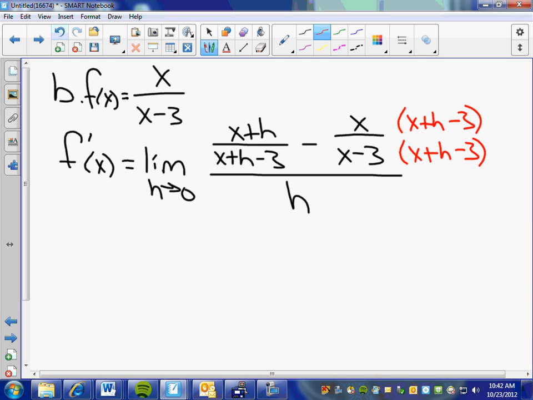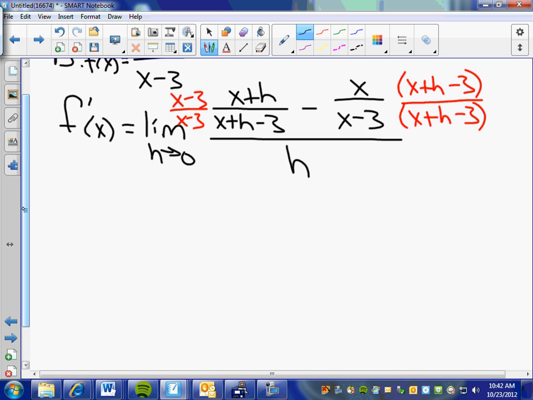And how about the other side? A common mistake is that people would simply multiply this side by, say, h, or they would try to add an h to both sides. That does not work. You must multiply the top and the bottom just like we did. Okay, let's see what we get.